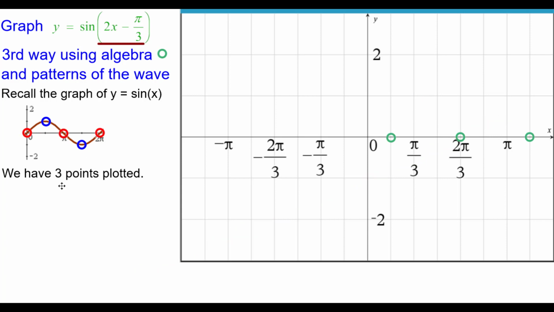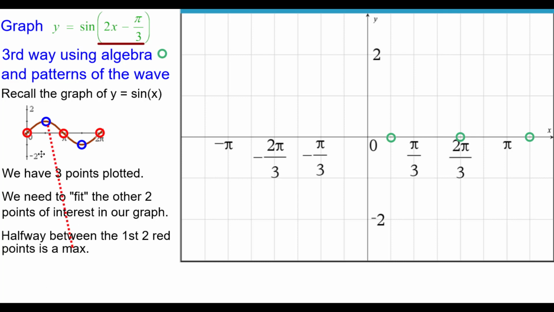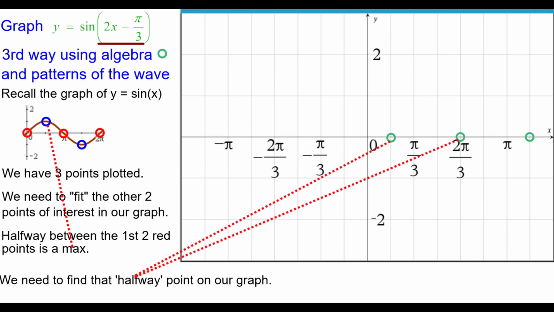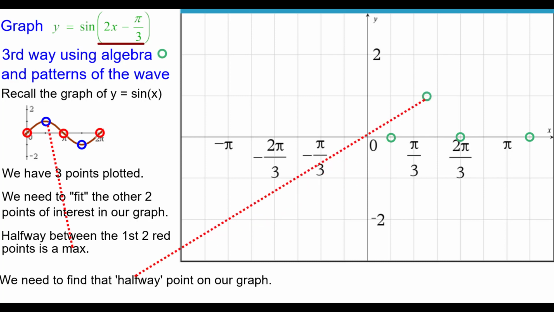So we have 3 points plotted. We need to fit the other 2 points of interest on our graph. So halfway between these first two red points is going to be a maximum. So halfway between these two is going to be a maximum at y equals 1. So to find that halfway point, we can see that the coordinates are going to be 5 pi over 12, comma 1. We might have wanted to mark off every pi over 12. That might have helped as well.